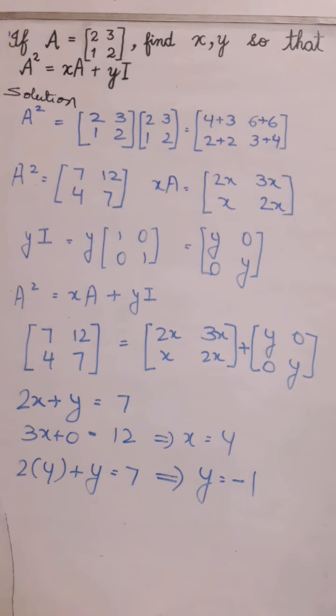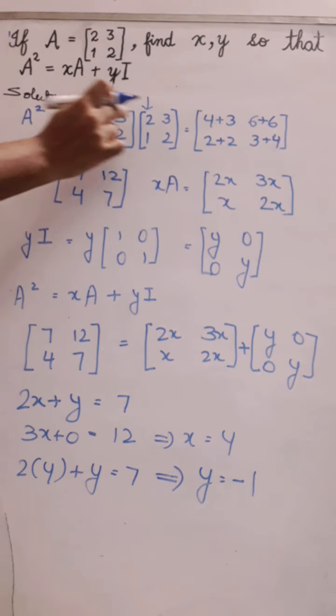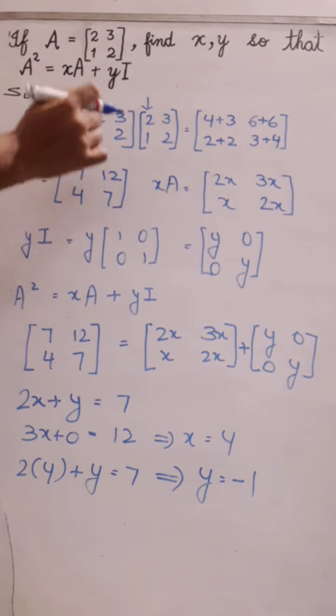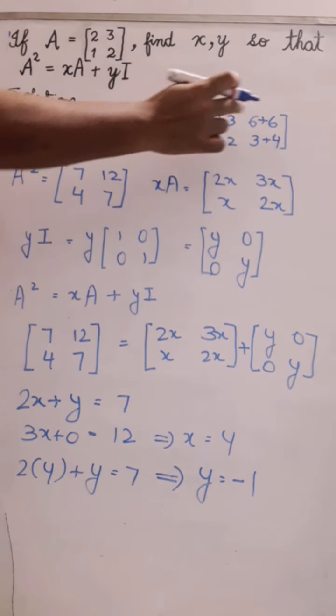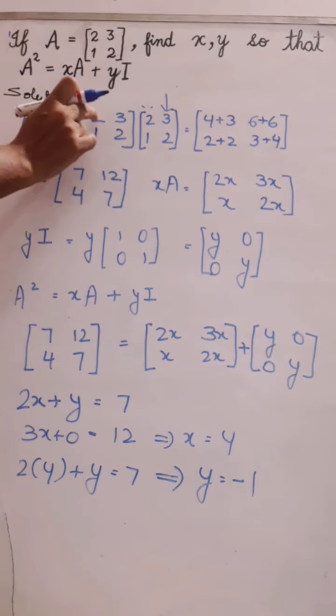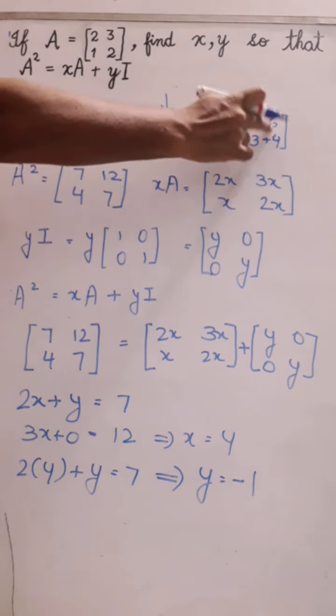Now I told you we need to multiply row with column. So here the first row is multiplied with your first column. So 2 times 2 is 4 plus 3 times 1 is 3. Now the first row is multiplied with your second column, so 2 times 3 is 6 plus 3 times 2 is 6.